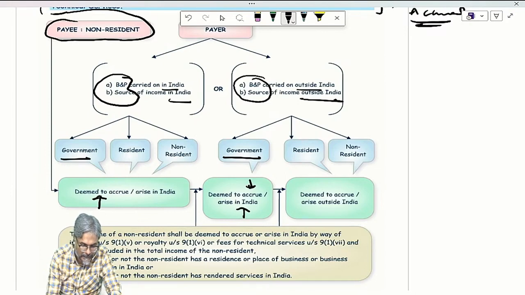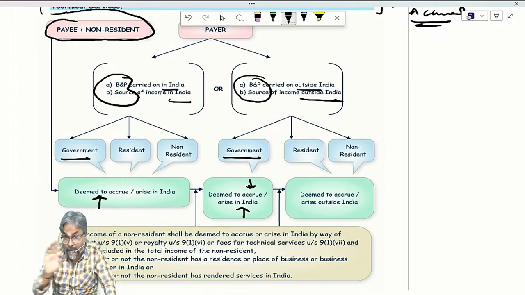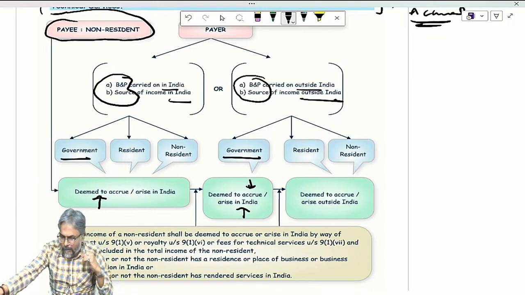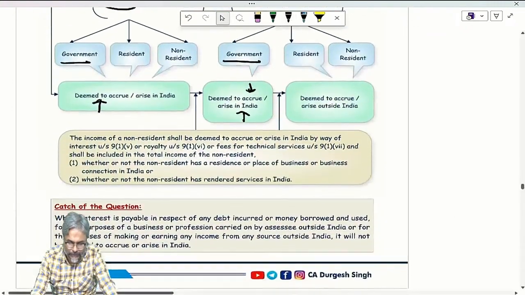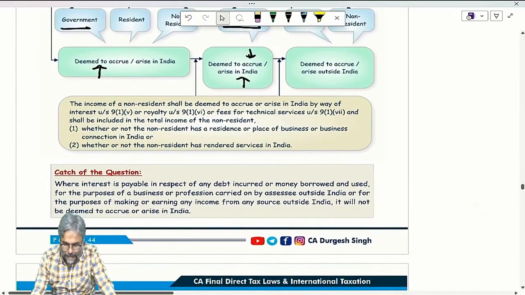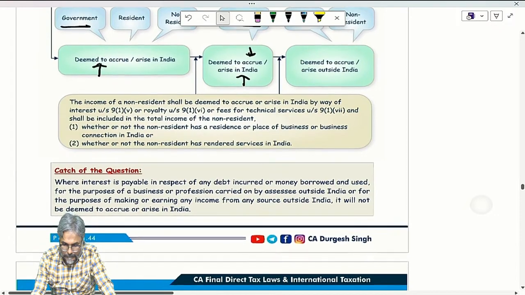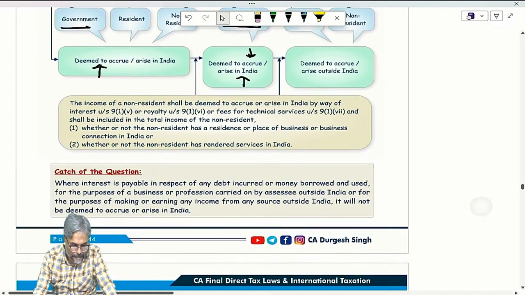So this is what it is. So this is how things have to be considered in this regard. If the government is the payer, can you see the catch of the question? No, just hold on.